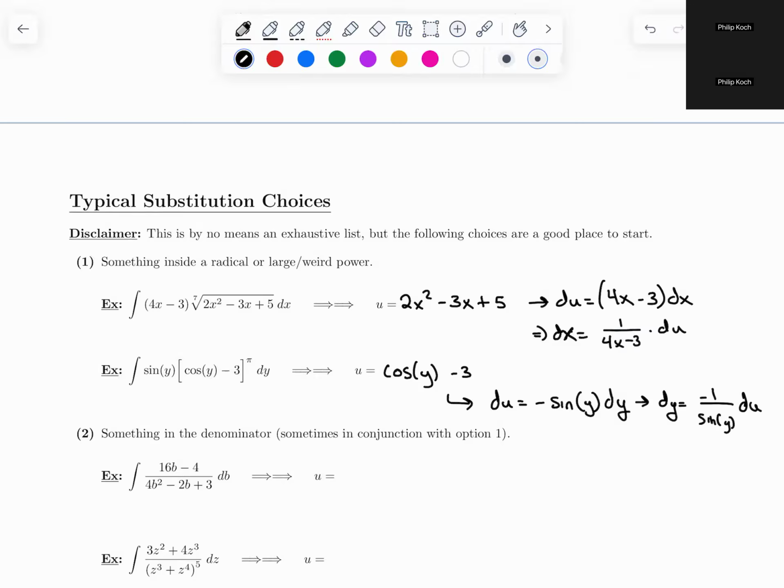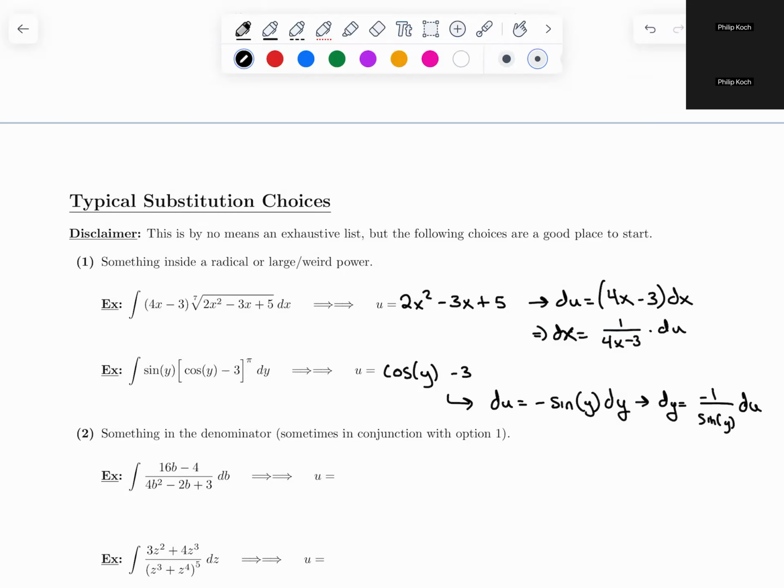So the convention is to write the dy on the original variable. So in the original one dx, this one dy or whatever, right on the left, and write the du portion on the right hand side. So I divided both sides by negative sine y. That's why we got negative 1 over sine y. I mean, you could write it as 1 over negative sine of y if you wanted to. It's not that big of a deal.